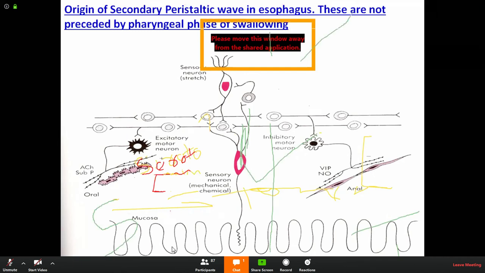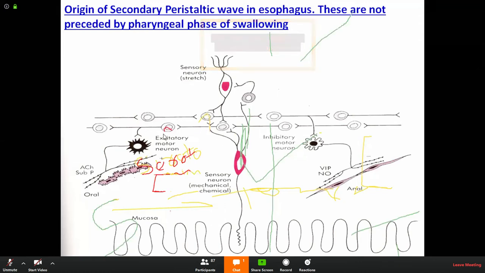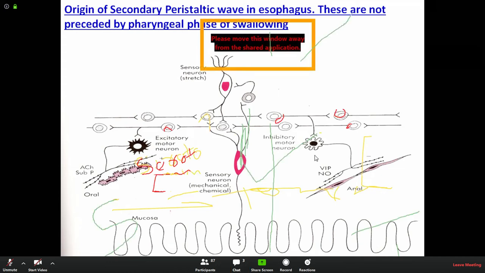So this is again the same figure. This is the gastric lumen. If there is any mechanical stimulation, sensory neurons are activated. There are retrograde neurons and anterograde neurons. When the retrograde neurons are activated, there is contraction behind the bolus towards the oral side, which releases acetylcholine and substance P. Relaxation is produced towards the anal or aboral side by anterograde neurons, which release vasoactive intestinal polypeptide and nitric oxide.